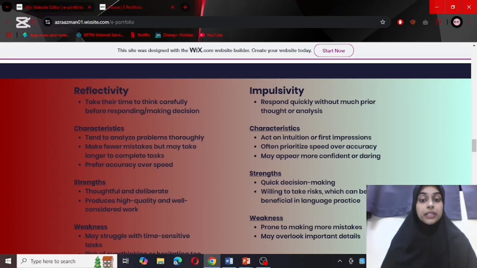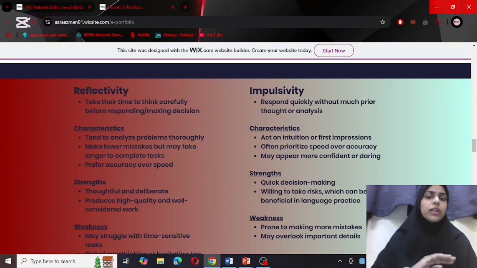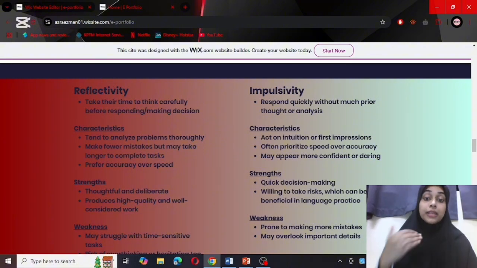So an impulsive learner might jump straight into solving a problem without fully understanding the instructions. They may finish faster, but might also need to go back and fix some mistakes. But their strength is in their ability to think on their feet and make decisions under pressure.